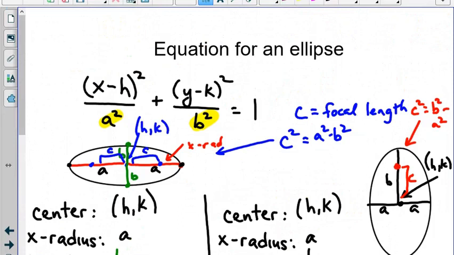So if we were looking at the one where it's stretched in the y direction, this distance from c, or from this point, the focus, to this point, the covertex, the distance from the focus to the covertex is the same as the distance from the center to the vertex. And notice that the vertex in this problem is going to be in the y direction because it's stretched oblong in the y direction. Okay, time to do some problems.